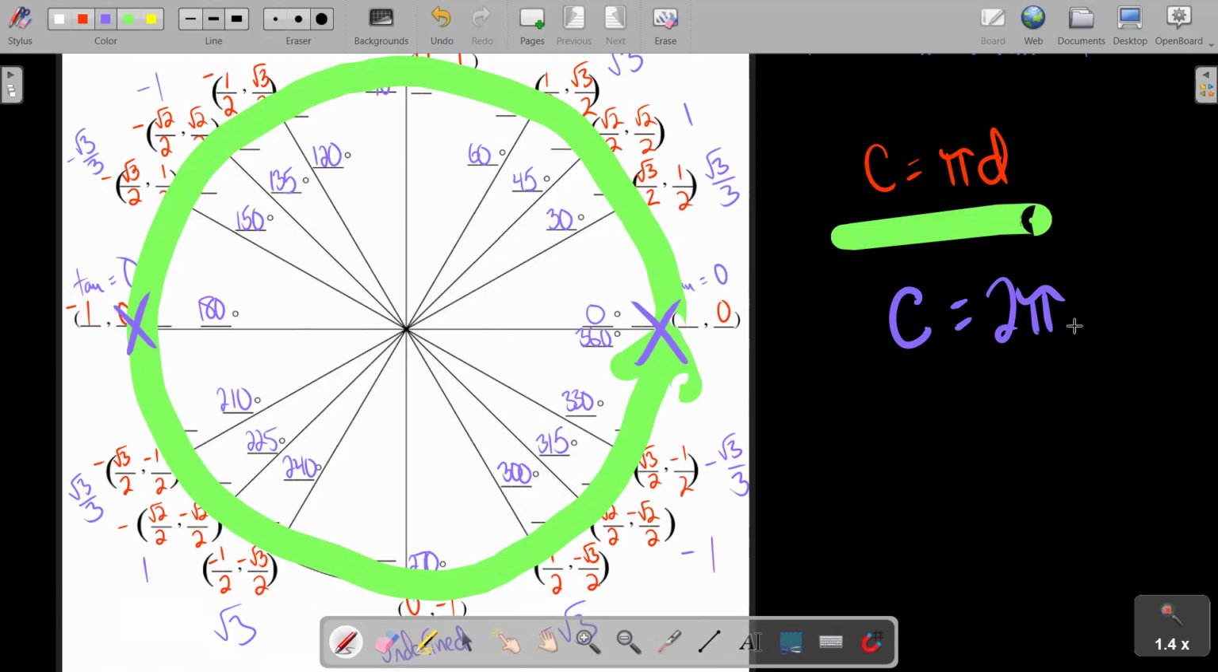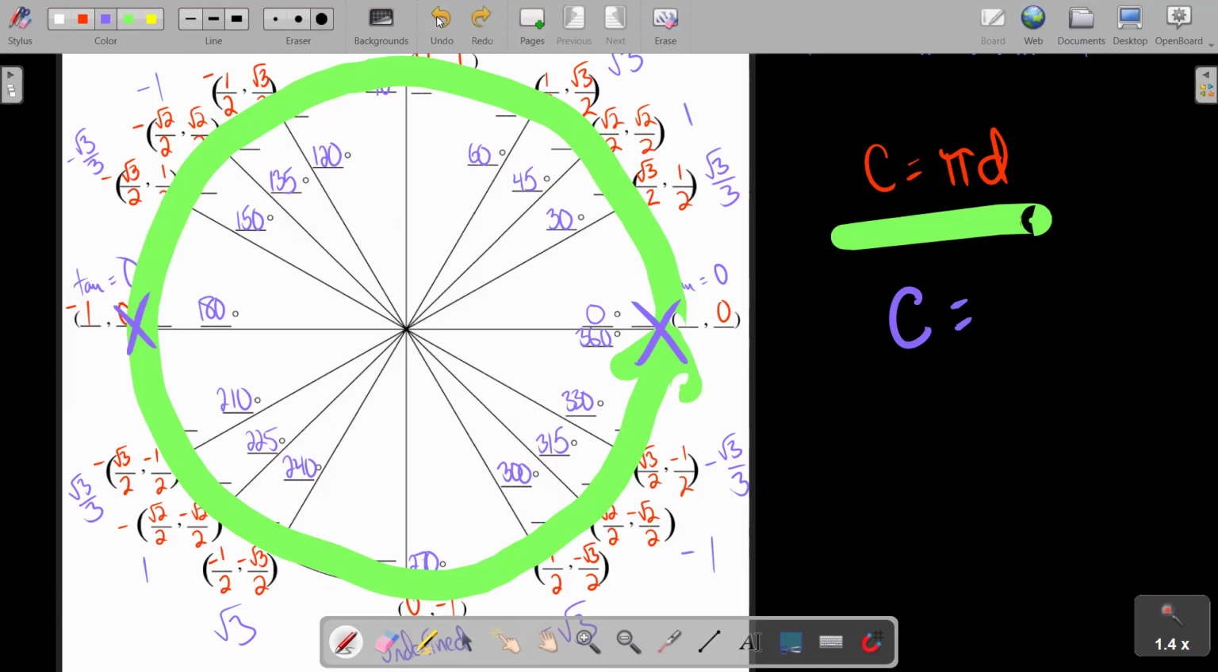Got it? You don't have to understand what I just did in order for the rest of this lesson to make sense, but it helps if you have a little buy-in that I'm not just saying 2 pi and you're not just going to write down 2 pi. You're going to buy it because the radius is 1. 2 radii make a diameter. Diameter times pi makes the circumference.